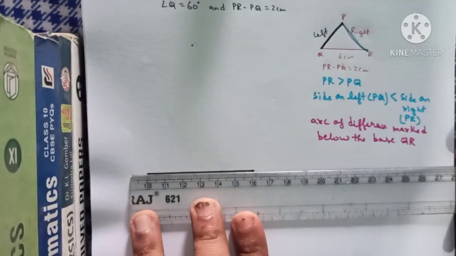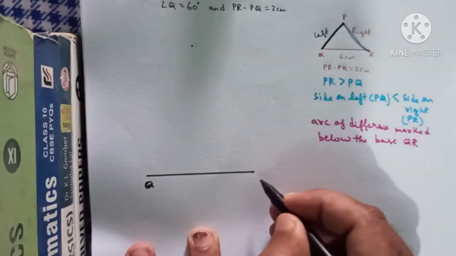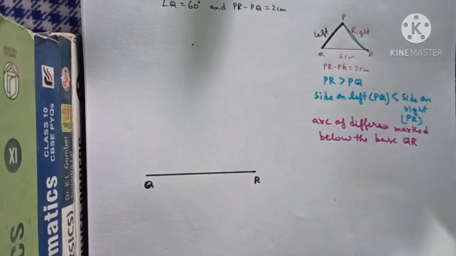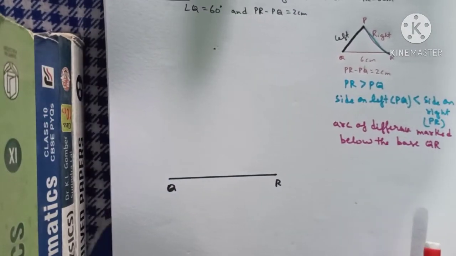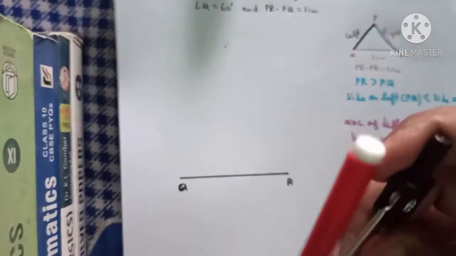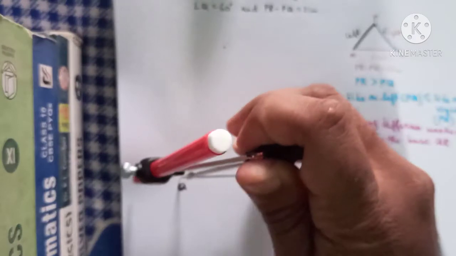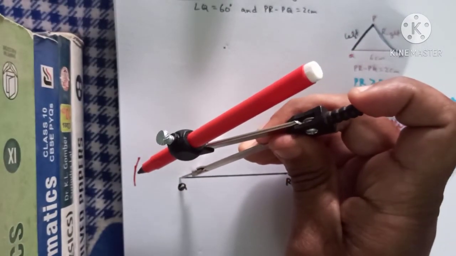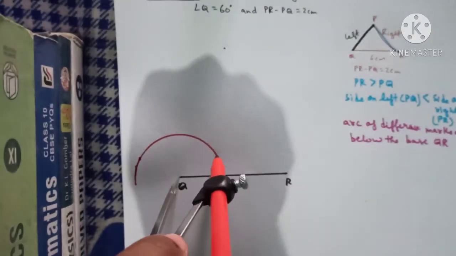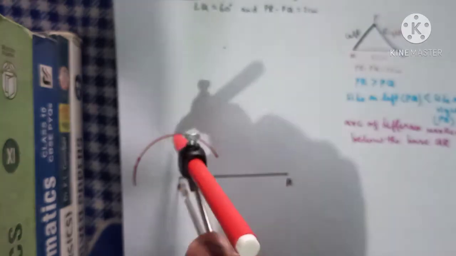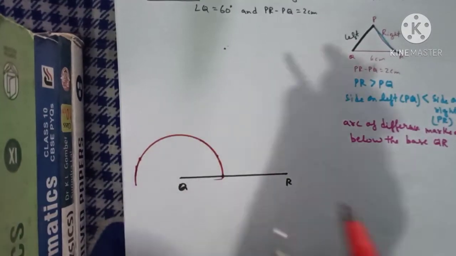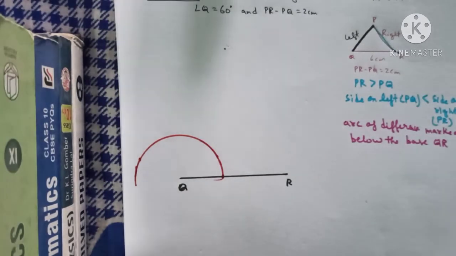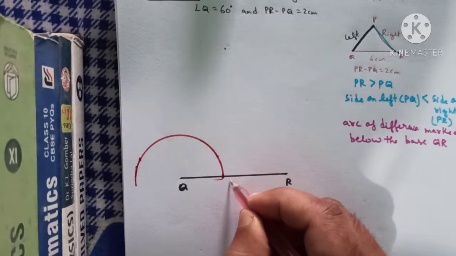QR I am taking as 6 centimeter. Now with the help of a ruler, with some convenient radius, taking center Q, we will draw a semicircular arc, intersecting the line QR at a point, say A.